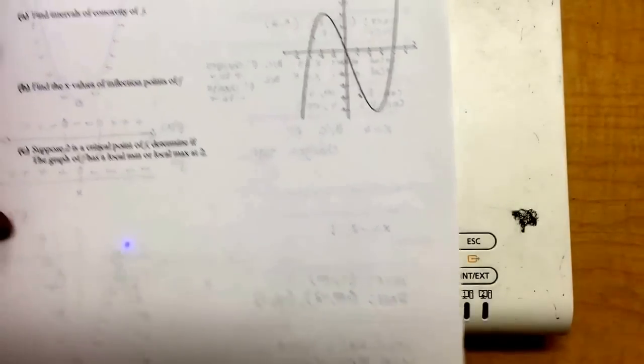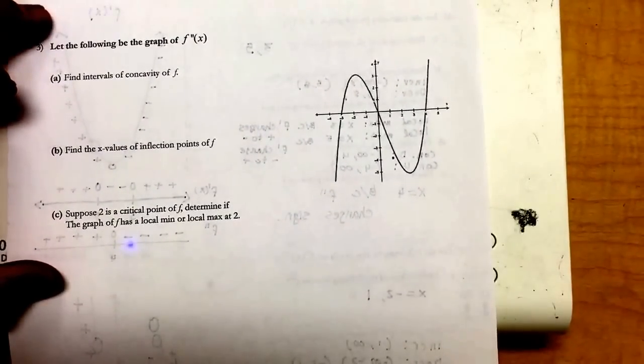And we'll do the last one. We'll do this problem in class the next time I see you.